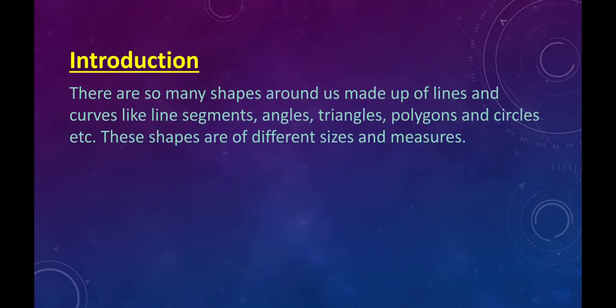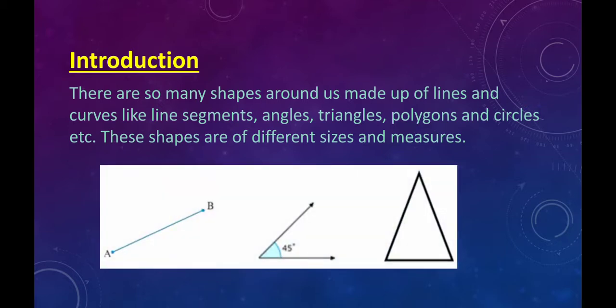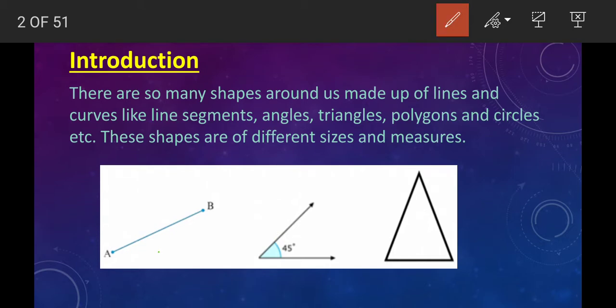There are so many shapes around us made up of lines and curves, like line segment, angle, triangle, polygon, circle, etc. These shapes are different in size and measure also. If we compare the line segment with the angle, both are different in size as well as measure. Here the first one is the line segment, the second is the angle, and the third one is the triangle. We can say this one is a polygon also.